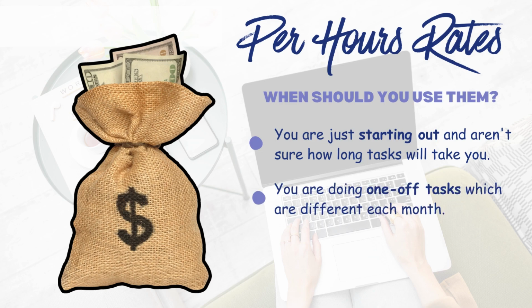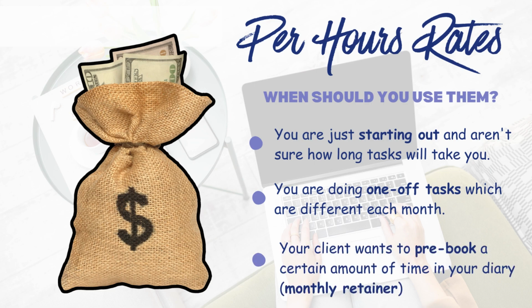Secondly, hourly rates are used when you do one-off tasks for clients, which are different each month. So if your client isn't sure how much work they're going to be sending your way, or they know it's going to be different each month, then you can use a per hour rate and invoice them at the end of each month. And then finally, as I have mentioned in the previous video, hourly rates can be used when your client wants to pre-book a certain amount of time in your diary each month, which will be a monthly retainer. So this is when they buy a specific amount of hours per month in advance.